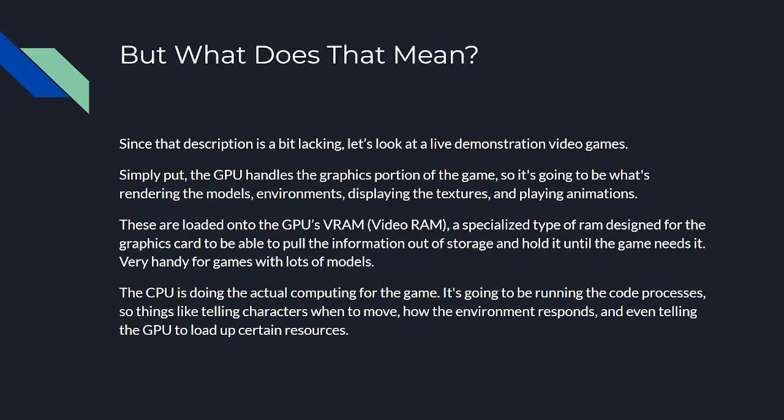So, what does that all mean? Since that description is a bit lacking, let's take a live demonstration from video games. Simply put, the GPU handles the graphics portion of the game. So it's going to be what's rendering the models, environments, displaying the textures, and playing animations. So these are loaded onto the GPU's VRAM, video RAM, a specialized type of RAM designed for the graphics card to be able to pull the information out of storage and hold it until the game needs it. This is very handy for games with lots of models.